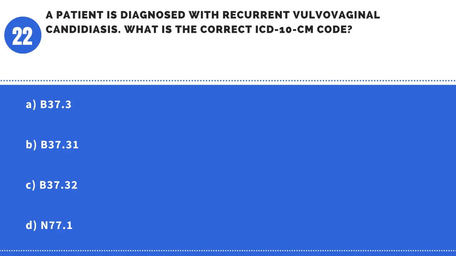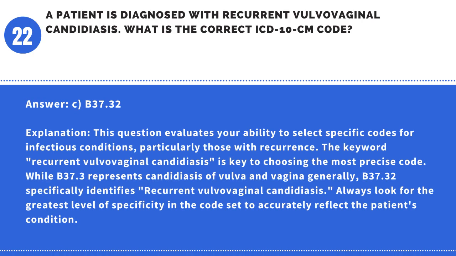Question 22. A patient is diagnosed with recurrent vulvovaginal candidiasis. What is the correct ICD-10-CM code? A. B37.3. B. B37.31. C. B37.32. D. N77.1. Answer: C. B37.32. This question evaluates your ability to select specific codes for infectious conditions, particularly those with recurrence.